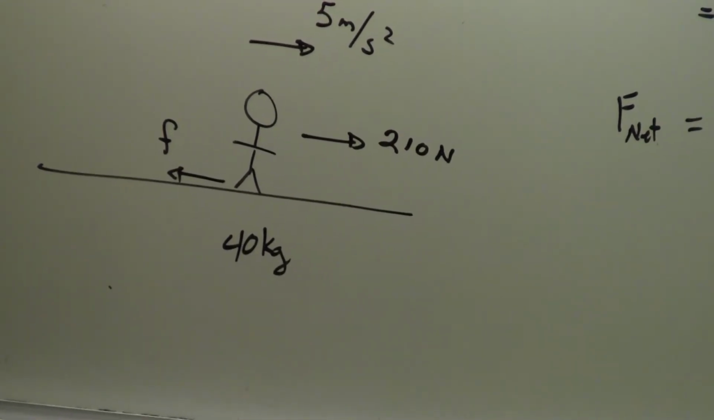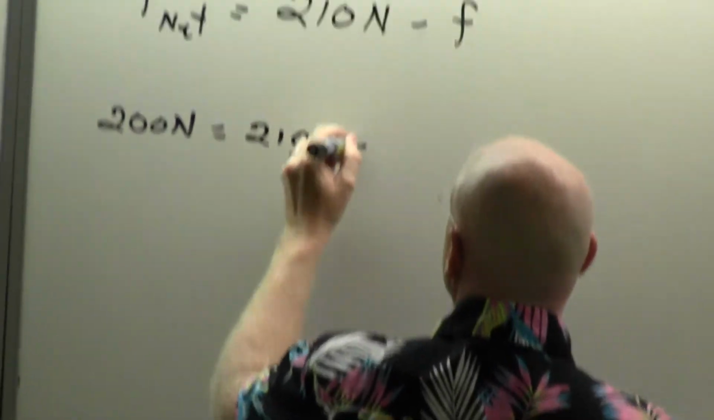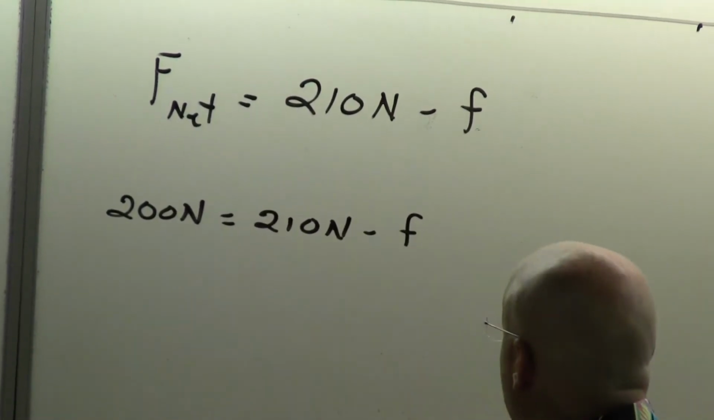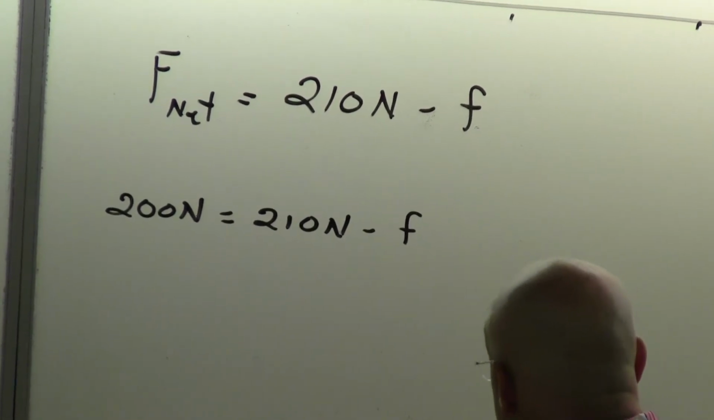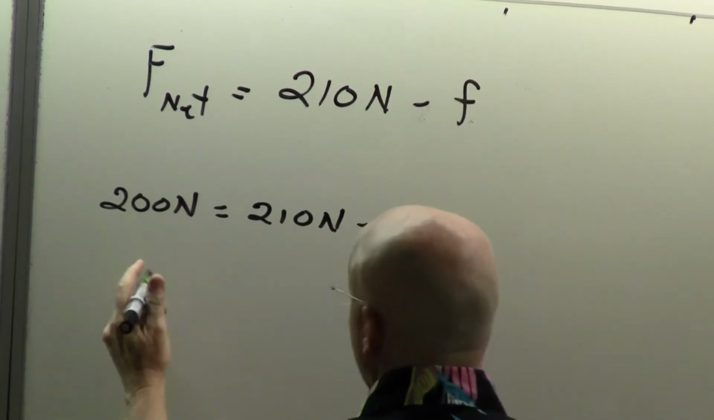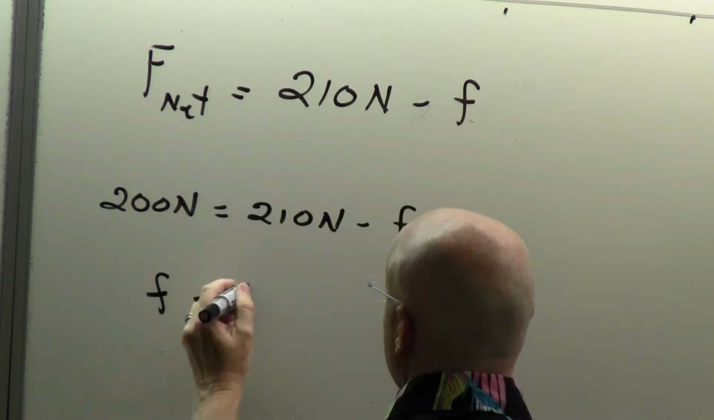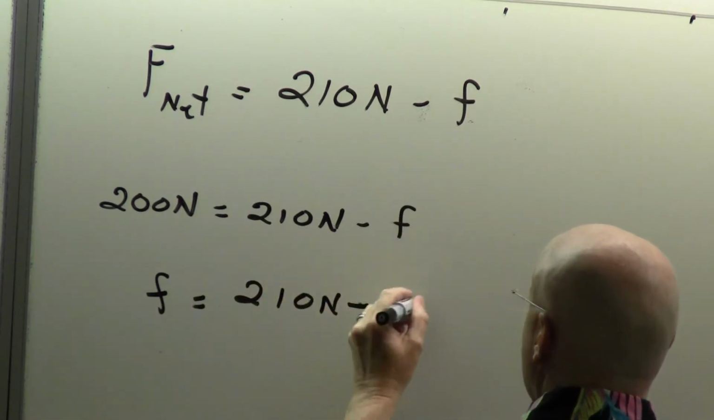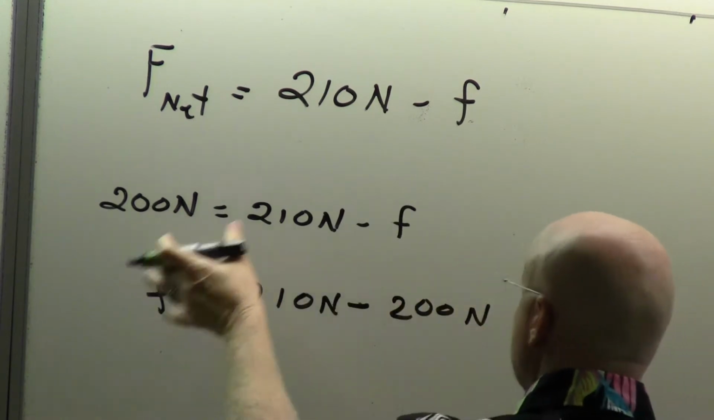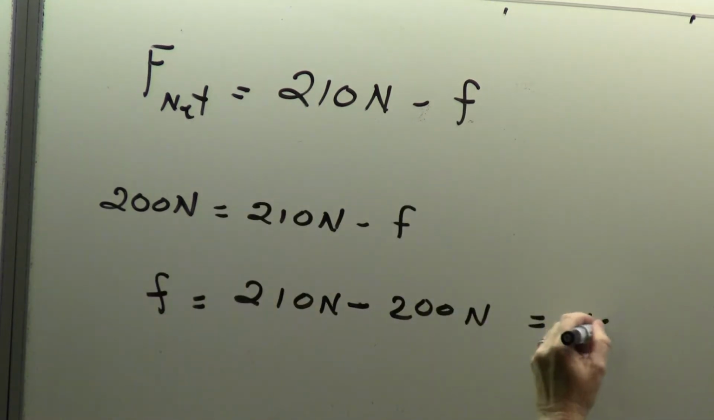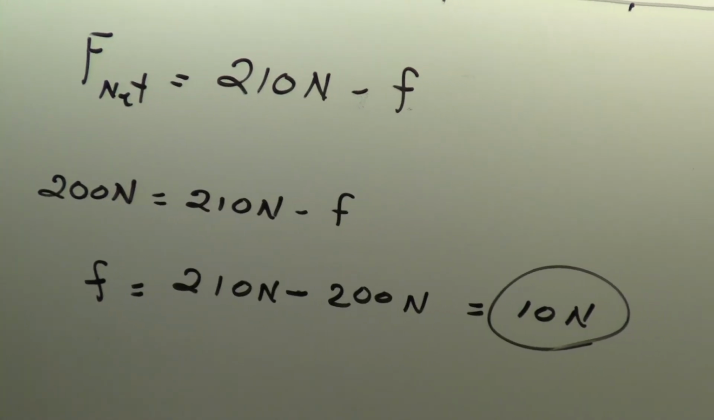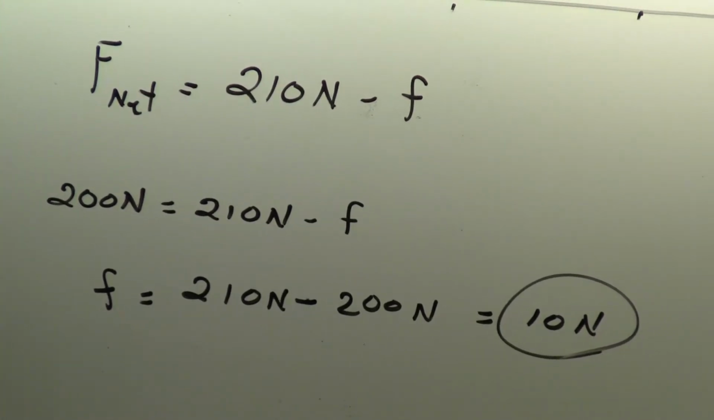All right, so then knowing that this is 200, because I just worked it out, and this is the 210, I can then move the frictional force over to here, and I can then move the net force over to here, and I get the answer of 10 newtons, okay?